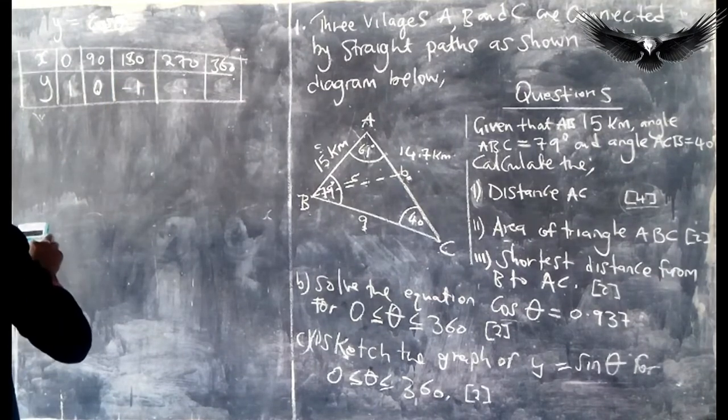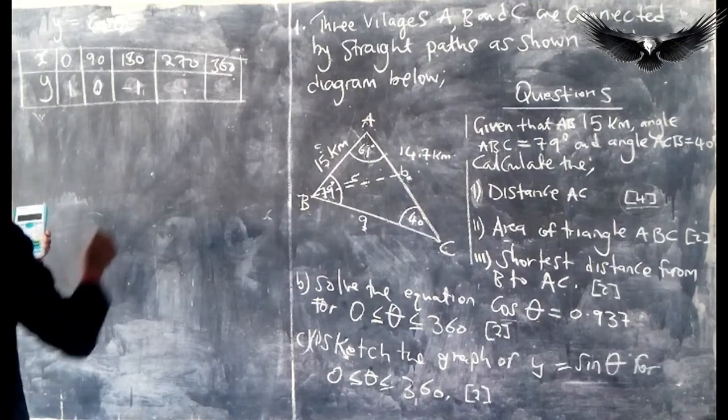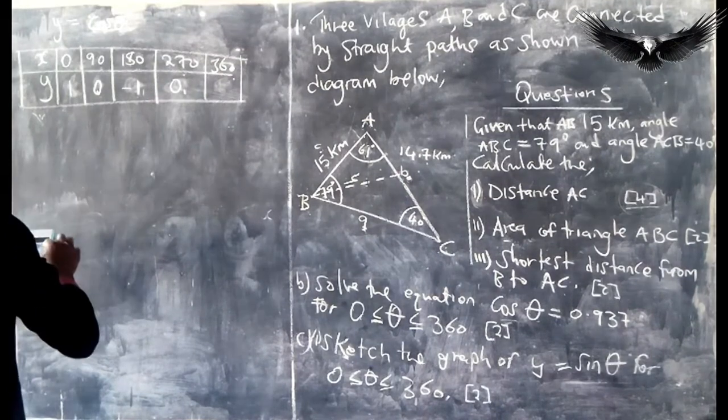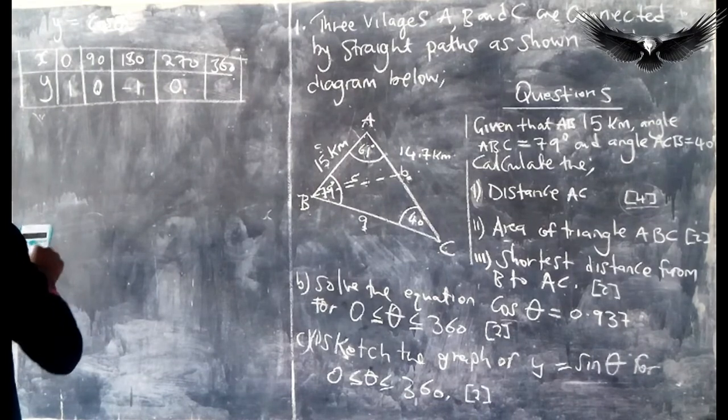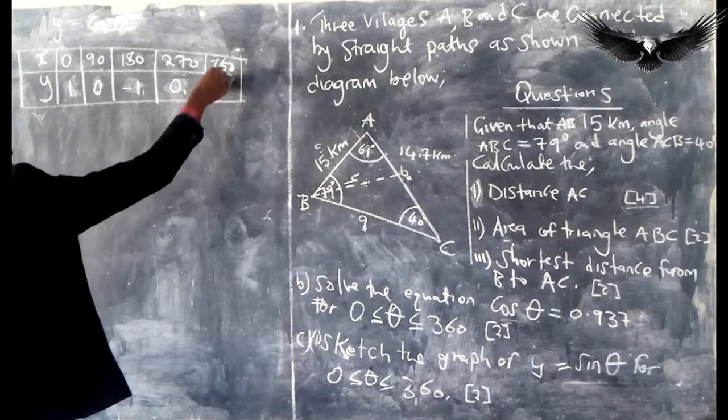Then we go to cos 270, which will give us a 0. And then we go to cos 360, which will definitely give us a 1, I'm sure. So cos 360 will give us a 1.